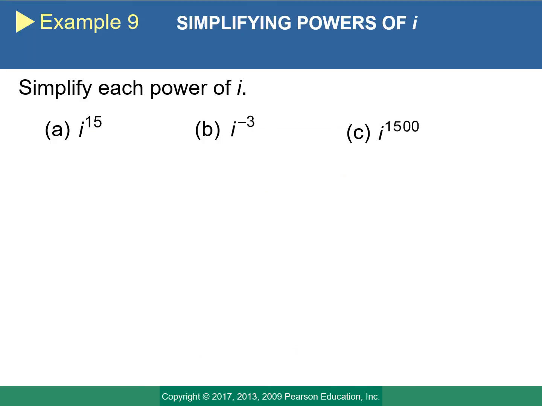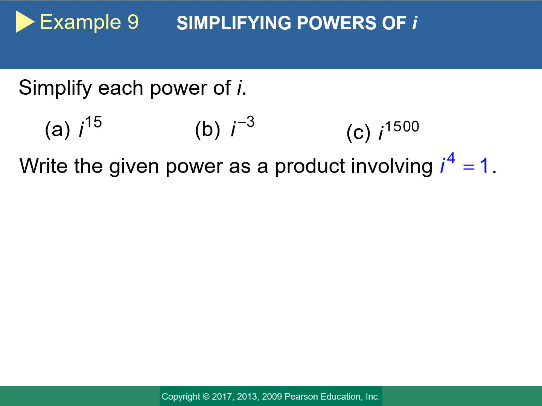Alright, so our last example, we're going to be simplifying powers of i. Let's start with letter A. The best way to do this is to write things in terms of i to the 4th, because it's so nice. It's just the number 1. So i to the 15th, what you're going to do, and this number's not so bad, you can probably just guess or come up with this, but I'm going to explain. You want to just divide by 4.